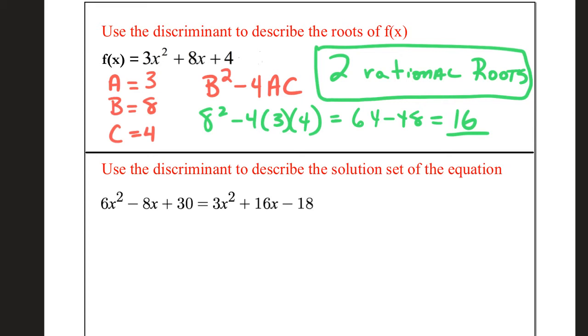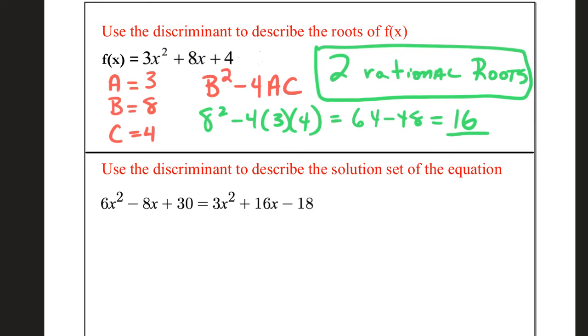And on the bottom, we're going to try the same thing. Note the difference here. This is not a function. We can still apply it to equations. Sometimes people will use the word roots to mean the same thing. We can describe the answers to this quadratic, or the solution set, if you will.